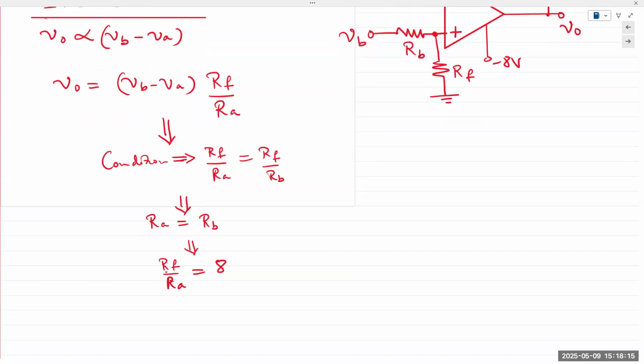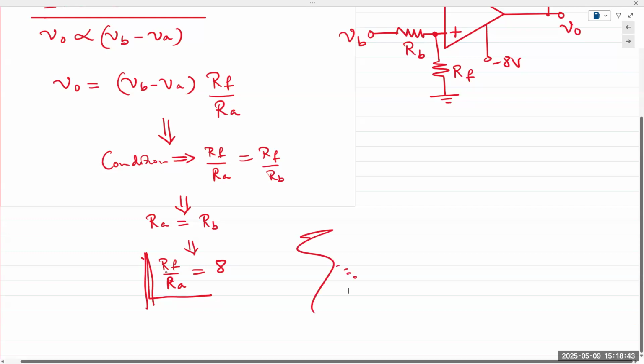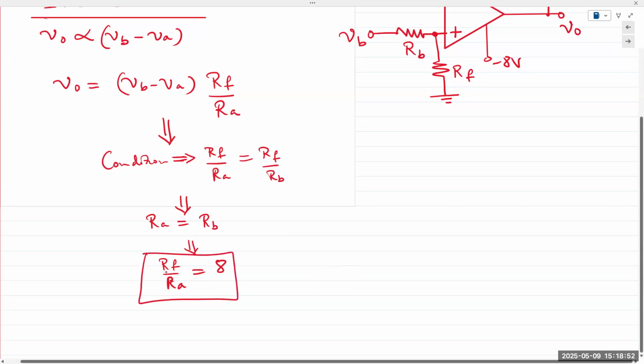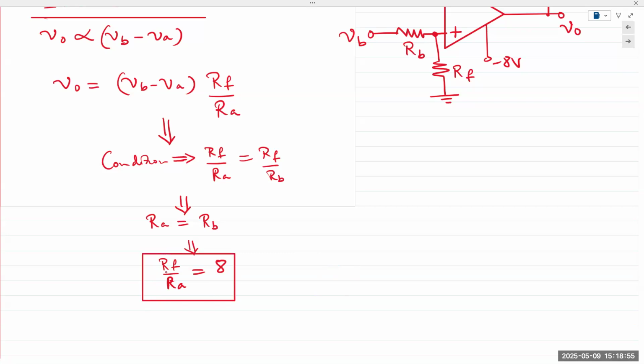So again, in the simplified difference amplifier, we don't wish to amplify either one of the signals disproportionately. And so we take the ratio of RA and RF to be the same as the ratio of RF and RB. And this is the criteria, RF over RA.